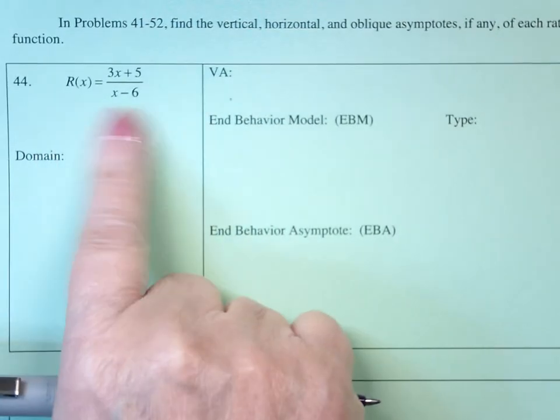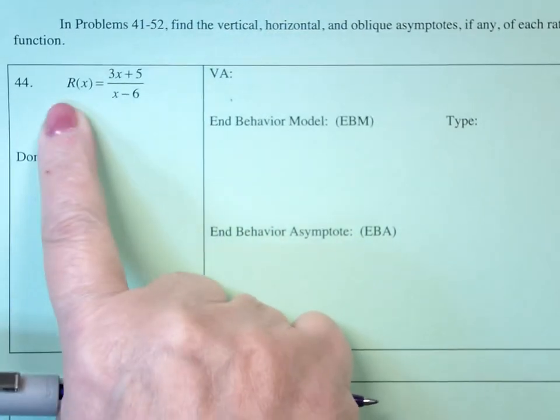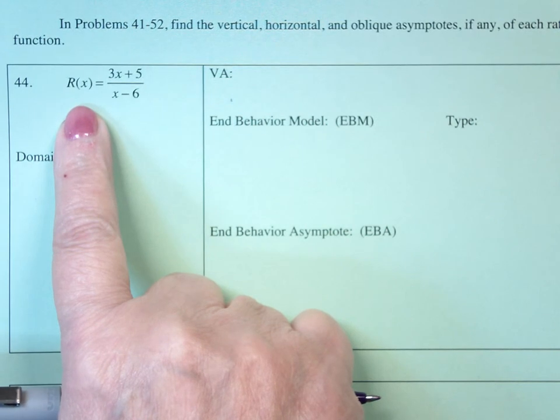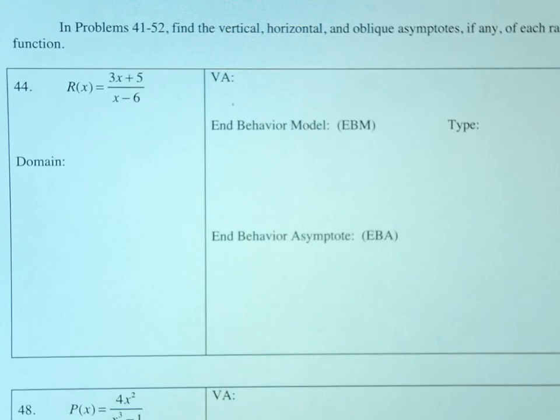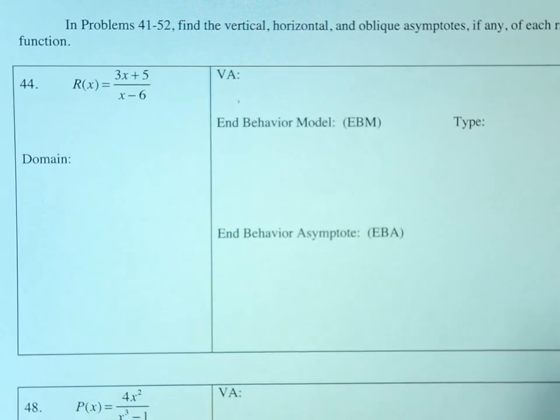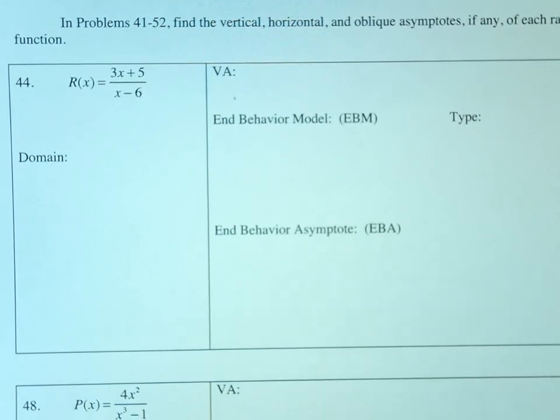We want to look at, essentially, r of x equals (3x plus 5) over (x minus 6). First thing I always go after, by the way, is the domain. And the reason for that is that gives me what the VA potentially is. And when we start graphing, I'll explain to you when that's not going to be the case.